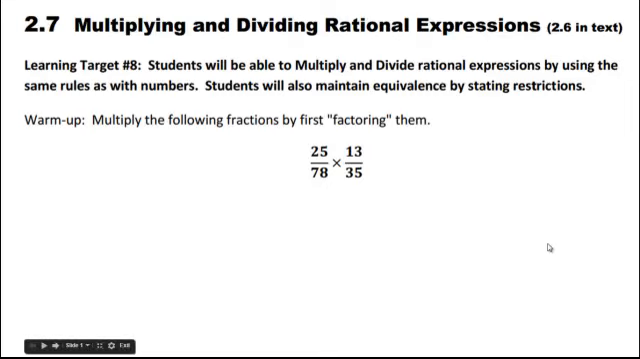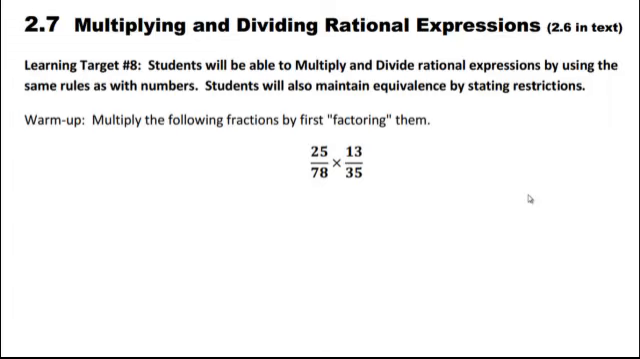Okay, welcome to 2.7, multiplying and dividing rational expressions. The thing I want to emphasize here is that what we're doing with rational expressions is basically working with algebraic fractions, and what we're doing is multiplying and dividing them. In the last lesson, or two lessons ago, we were actually simplifying them.